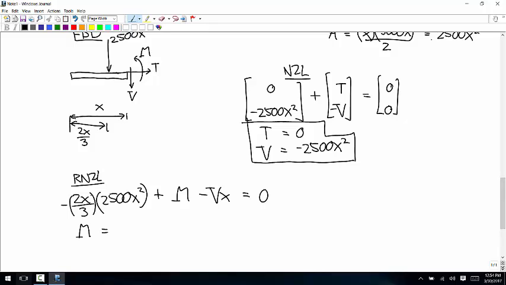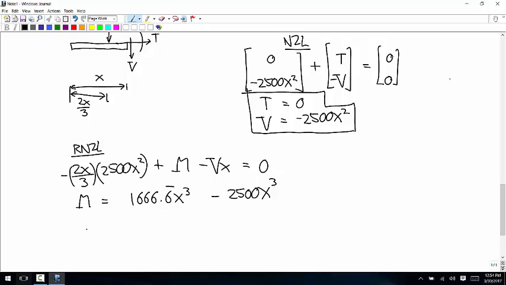So M is equal to positive 1666.6 repeating x to the third, plus Vx, so that's minus 2500x to the third, because V is equal to negative 2500x squared. And so M, if you combine those two terms, is minus 833.3 repeating x cubed.